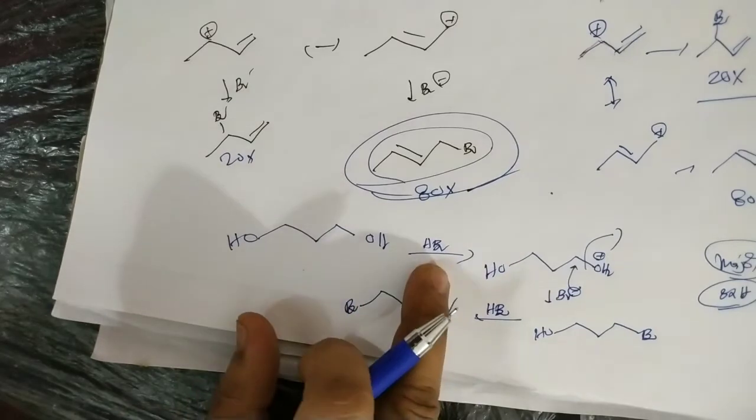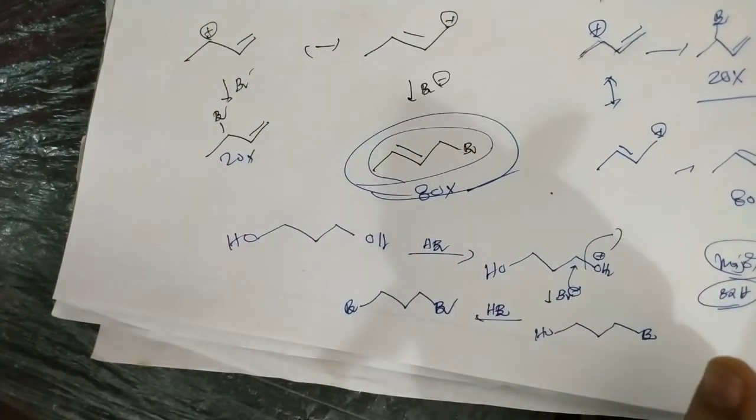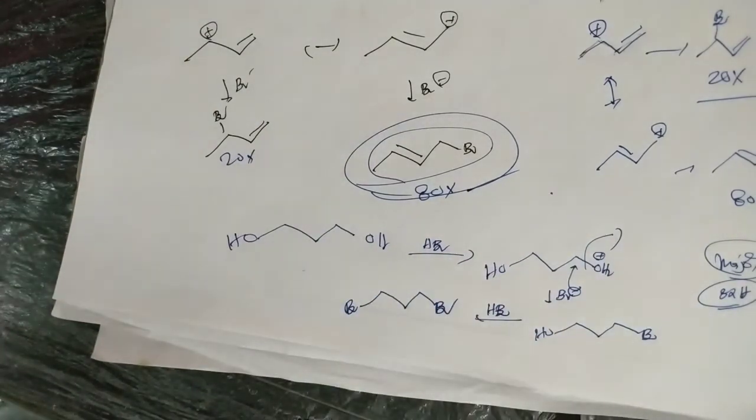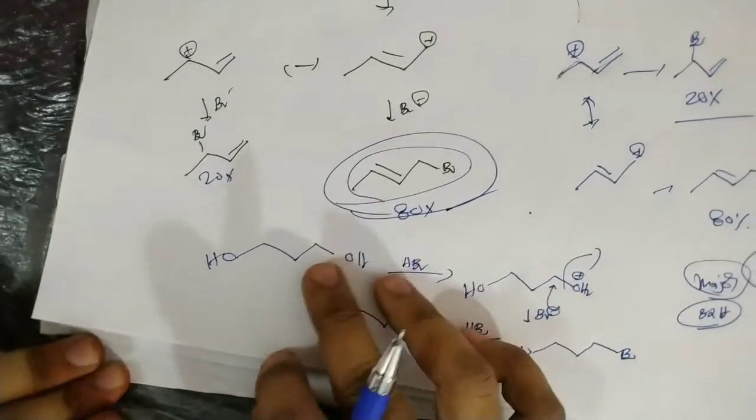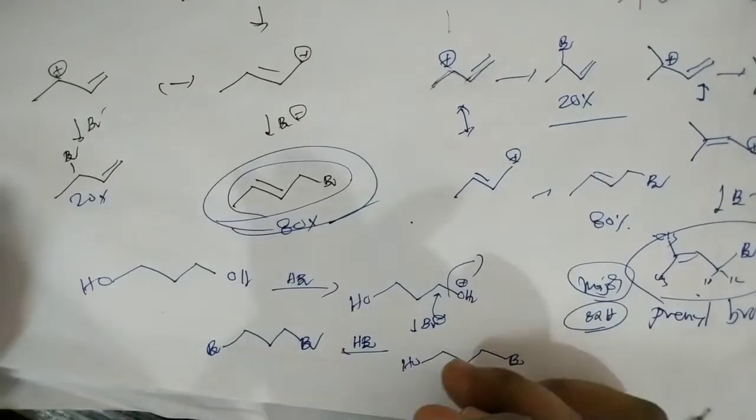For primary alcohol on reaction with HBr, SN2 reaction takes place. You know that primary alcohols follow SN2 reaction with the low cost reagent. Like that also here, HBr on alcohols follows SN2 mechanism. Okay, actually there is no rearrangement.